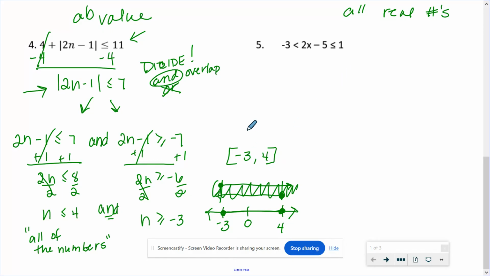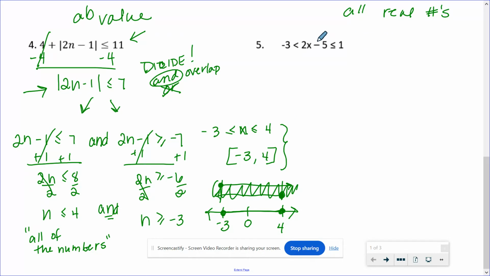I could also say that my answer is everything between -3 and 4. So either of these could be possible solutions if you were taking, let's say, a multiple choice test.